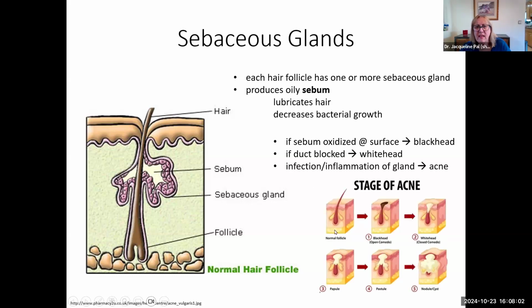Now, if this sebum gets near the surface and sits there and gets oxidized, that's going to give you a blackhead. If, on the other hand, it's not oxidized, if, for instance, you have keratin that plugs the top of this, then you end up with a whitehead instead of a blackhead. If this gets plugged and there's bacteria underneath, which is what happens when you go poking and trying to pop stuff, then you can end up with acne underneath.